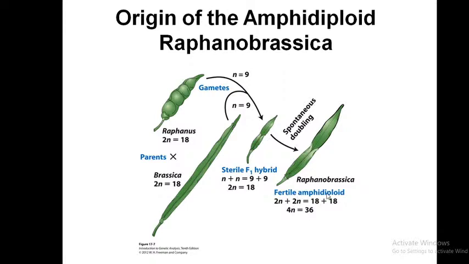This is happening. I said polyploidy is common in plants. So as a result of the spontaneous doubling of the chromosomes, the fertile amphidiploid is formed, and here the new species has four sets of chromosomes, or the total number of chromosomes comes to 36, and this is actually a double number of chromosomes from Raphanus and Brassica, and this is what is called allopolyploidy.